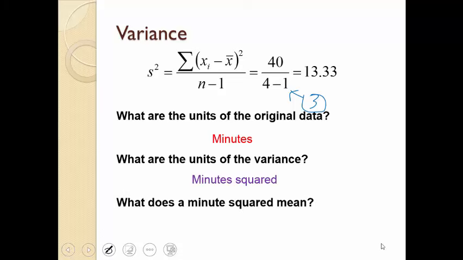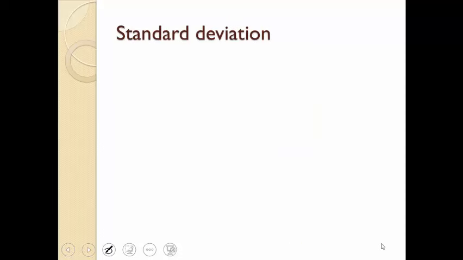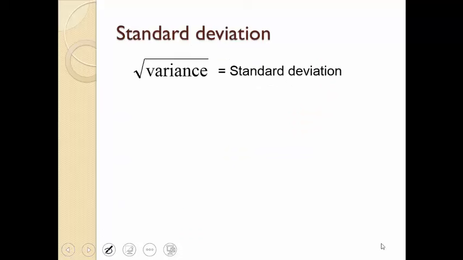And the question becomes, well, what does that mean? What is a minute squared? And the answer is nothing. So right now we've got this idea of variance equals 13.33. We can't really use it. We'd like to get it back to a unit that we can, right? We want to get back to the units of the original data. So what do we do with 13.33? We're going to turn it back into our standard deviation by taking the square root.